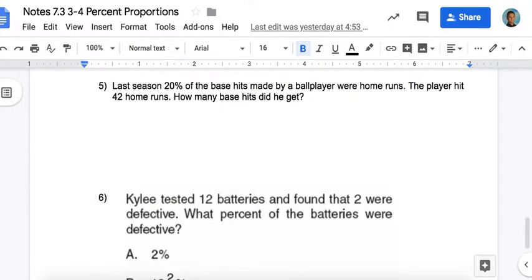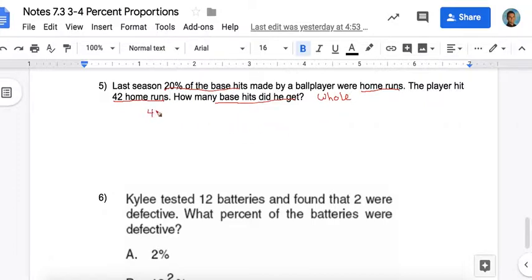Number 5, last season, 20% of the base hits by a ball player were home runs. Since it said 20% of the base hits were home runs, I know the home runs is the part. And the player hit 42 home runs. So I know they've given me the part. How many base hits did he get? So I know that that's going to be the whole. So I'm looking for the whole.